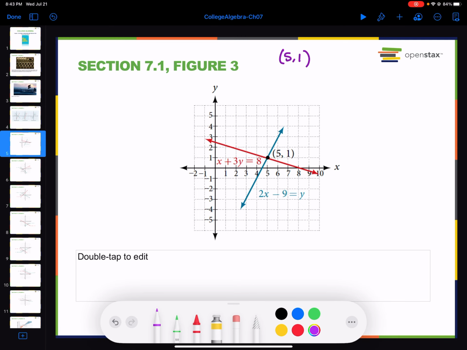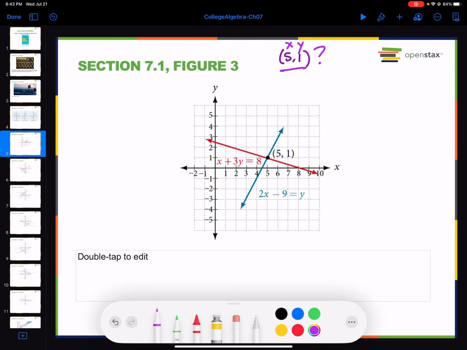Here's an example. There's several different ways you can find what those points are. One example is by just checking an actual point. In this case, it's asking whether or not the point (5, 1) is a solution. We can check that by plugging it into our equations and seeing whether or not those are equal.